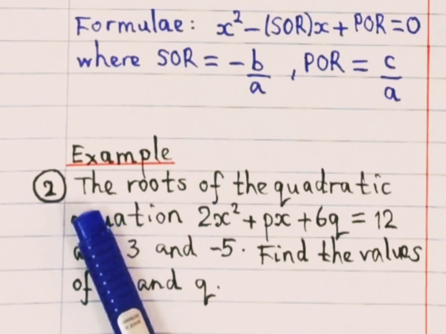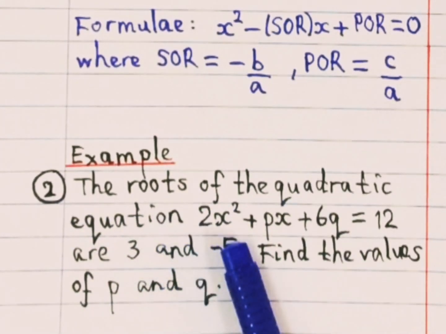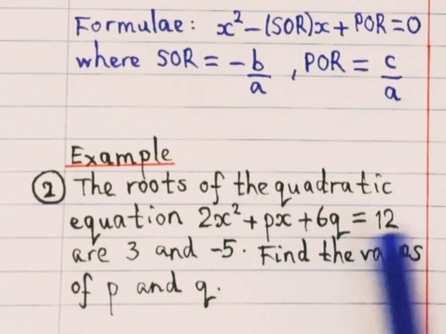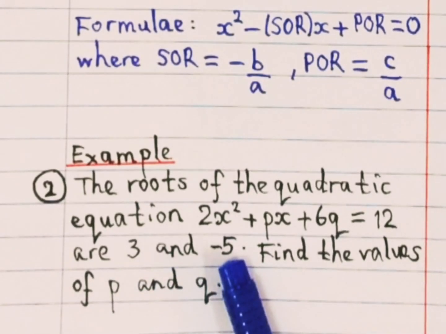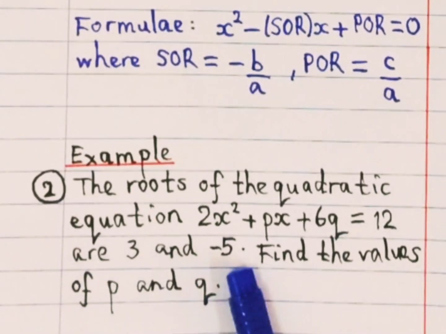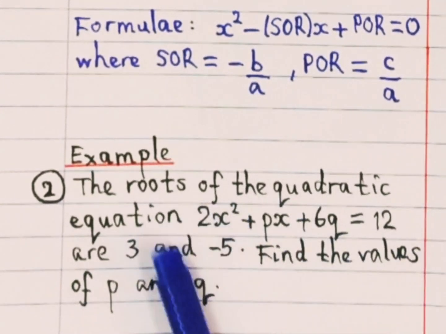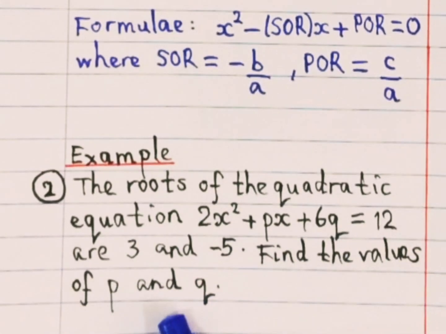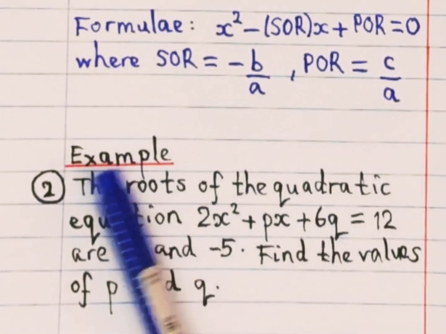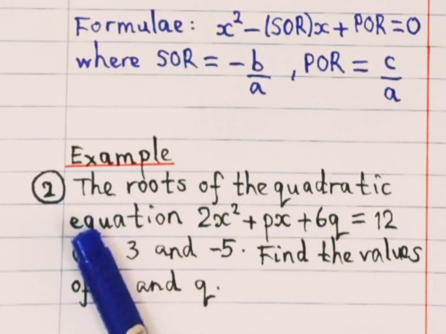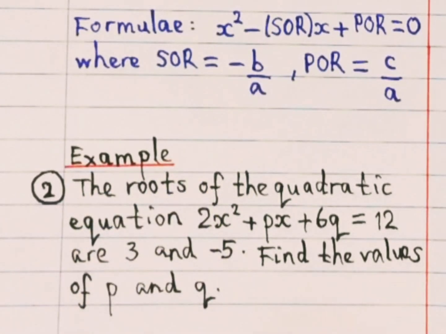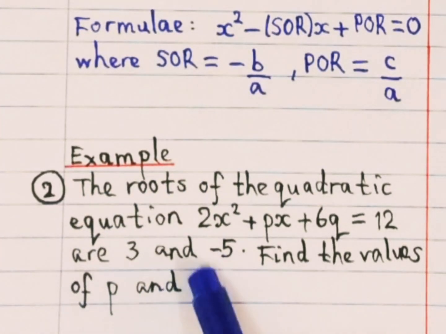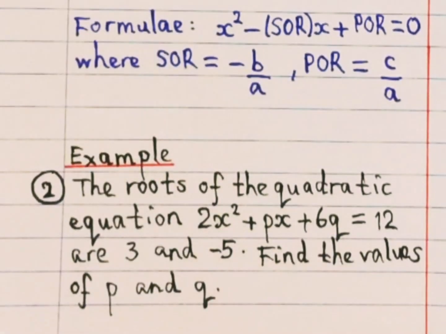So for example, if you are given that the roots of the quadratic equation 2x squared plus px plus 6q equals 12 are 3 and negative 5, these two values are the roots of this equation. So you have to find the values of p and q. To solve this equation, there are several methods we can apply. I'm going to explain two methods that we can use.